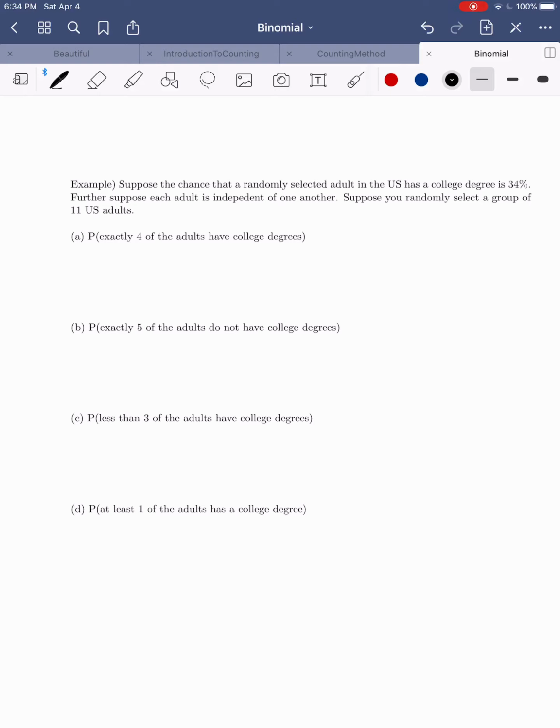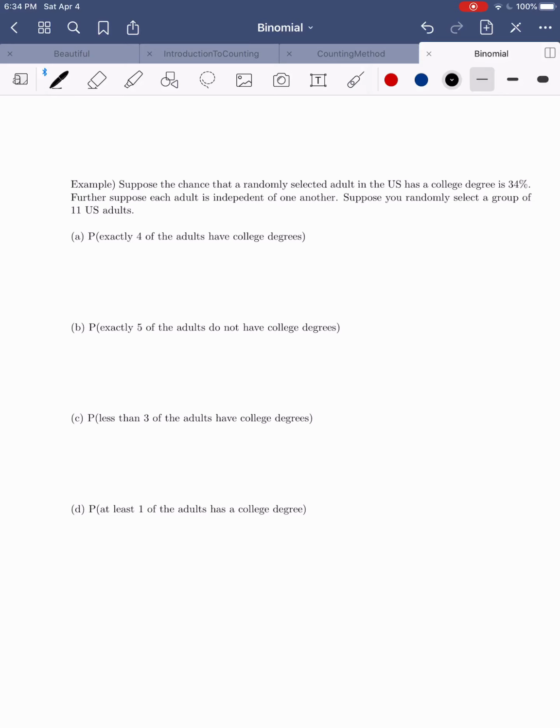We're going to further suppose each adult is independent of one another, which should make sense. Knowing that one person has a college degree doesn't impact whether another random person would or would not have a college degree. And we're going to finally suppose you select a group of 11 US adults. So the first thing we want to do is calculate the probability that exactly 4 of the adults have college degrees. So let's think about whether or not this is binomial.